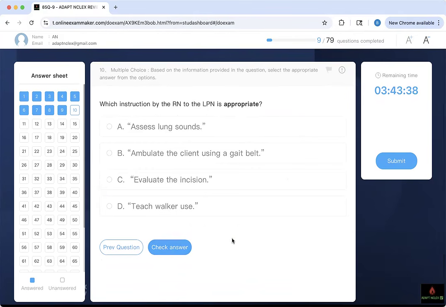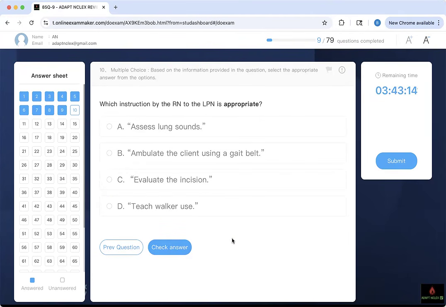Which instruction by the RN to the LPN is appropriate? Same thing, same thinking, different language. It does not matter. When they give you a delegation question, they can change the wording, but pay attention to where the task is coming from and to whom. Instruction means it's a form of task. I'm giving you an instruction as an LPN to do based on what you're capable of doing.